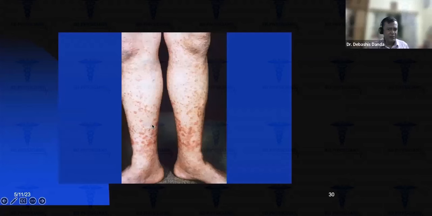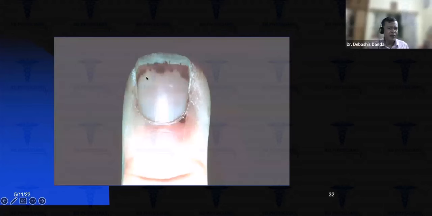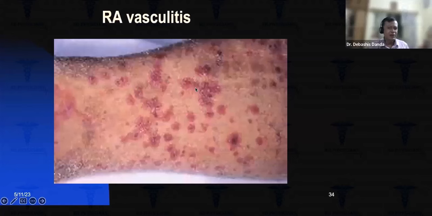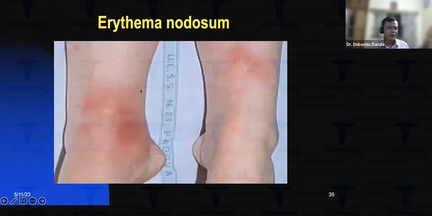So these are the palpable purpura lesions, nail fold infarct. These are again splinter hemorrhages. This is again blistering hemorrhagic small vessel vasculitis. This is rheumatoid vasculitis, healing palpable purpura. These are erythema nodosum, very common. It can be caused by many causes.